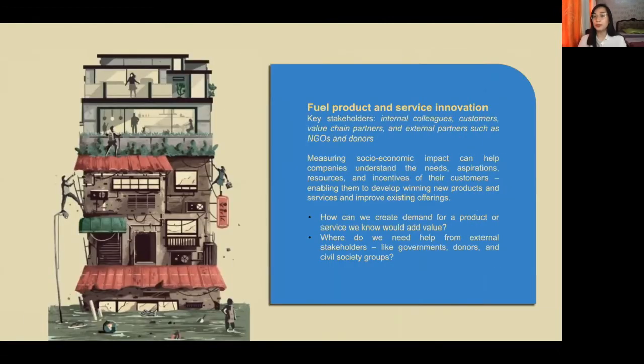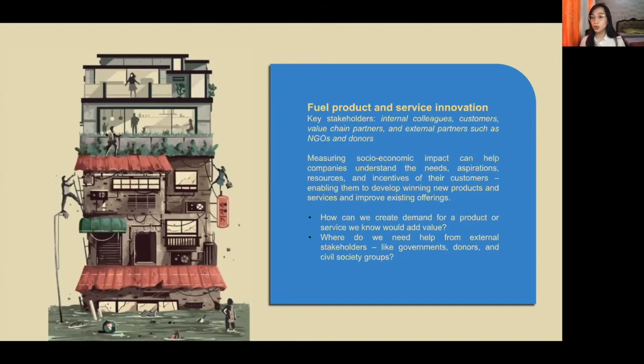Okay? Last one would be fuel product and service innovation. Okay? Why? Kung babalikan natin kanina, we are trying to measure out the socioeconomic impact in order for us to reduce any form of risk, enhance our brand, and ultimately to create or find new opportunities that are being presented so that we would be able to catch it. Okay? Now, key stakeholders in this situation would be your internal colleagues, your customers, of course, value chain partners, external partners. Okay? Why do we need to measure this part?